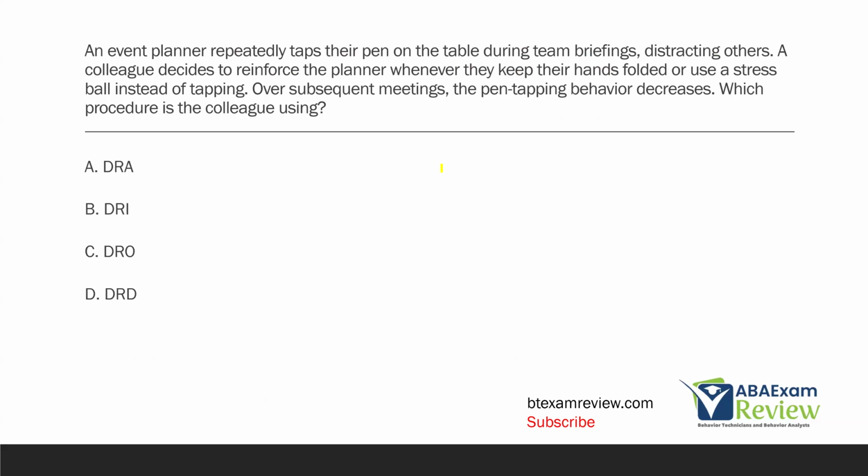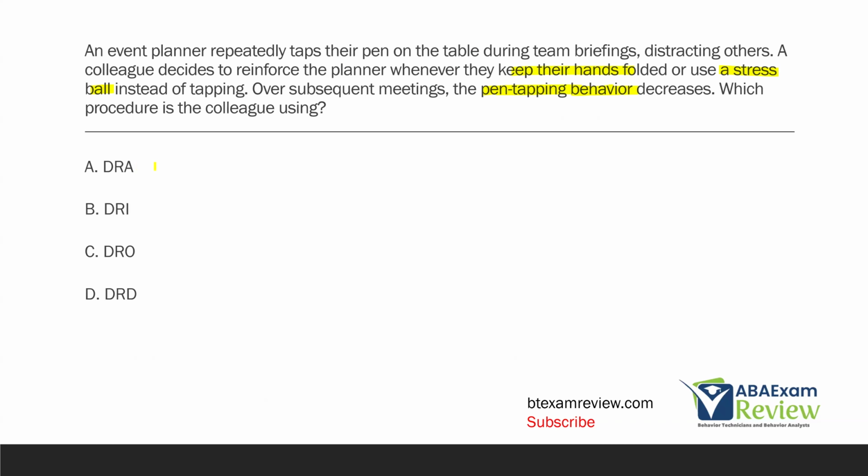With a differential reinforcement question, the first thing you want to ask yourself is, is a replacement behavior being taught? In this case, pen tapping is the behavior we want to decrease. What's being taught is to keep hands folded or use a stress ball. So we do have a situation where a replacement behavior is being taught. If a replacement behavior is being taught, we know it cannot be a DRO, or differential reinforcement of other behavior procedure. So we can immediately eliminate that.